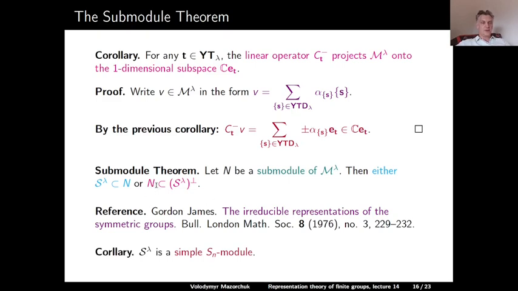From this theorem, it follows immediately that the Specht module S lambda is simple. Indeed, if S lambda were not simple, it would have a non-trivial submodule, but then that submodule doesn't contain S lambda because it's a proper submodule, and it also doesn't belong to the orthogonal complement of S lambda because it's a part of S lambda. So this is a contradiction. So an immediate corollary from the submodule theorem is that the Specht module S lambda is simple.